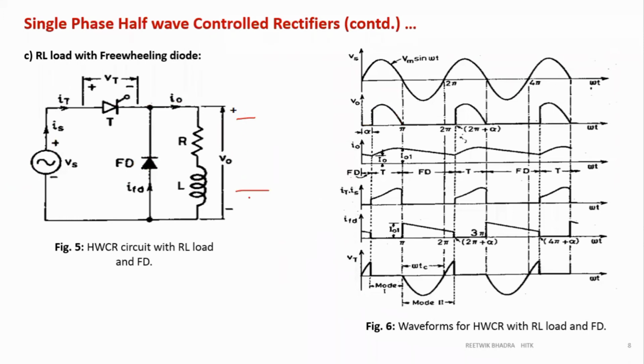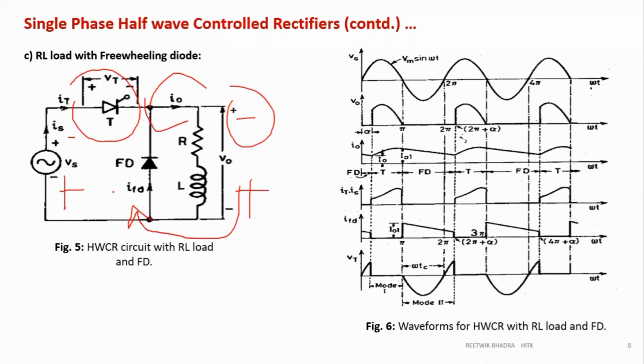Load polarity changes, minus plus. The source polarity also changes. This is directly connected to this, so it will reverse bias this thyristor, and this minus is connected directly to this, plus connected directly to it. So my diode will get forward biased. So my inductor will discharge through this path. No current will flow to the source.